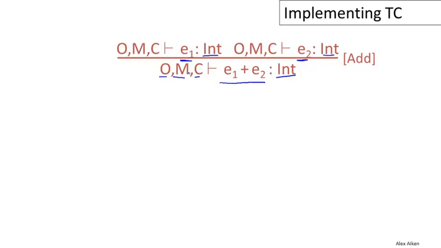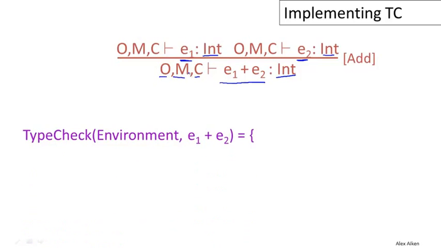Now, how would we implement this? Well, we're going to have a recursive function called typecheck that takes two arguments. It takes a type environment, and this will be a record. I'm not specifying exactly how that record is declared, but essentially it's going to have three parts, O, M, and C. And it also takes an expression. And so here we're just doing the case where the expression is E1 plus E2.